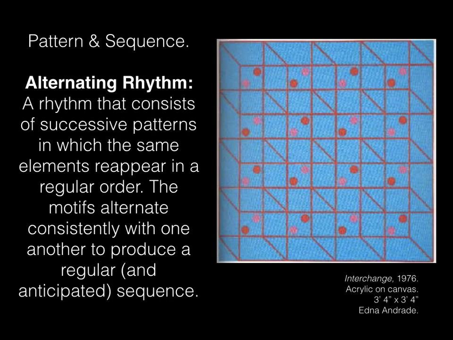All right, another type of pattern and sequence. This is alternating rhythm, a rhythm that consists of successive patterns in which the same elements reappear in a regular order. The motifs alternate consistently with one another to produce a regular and anticipated sequence. In this piece by Edna Andrada, we see these cube spaces, but the only thing that's really changing is the pink and the red dot. If we go back and forth, they alternate from one square to another, and it creates this kind of movement, that alternation.